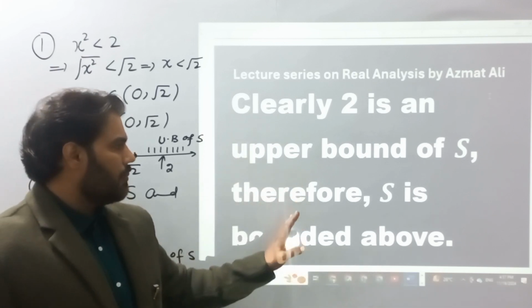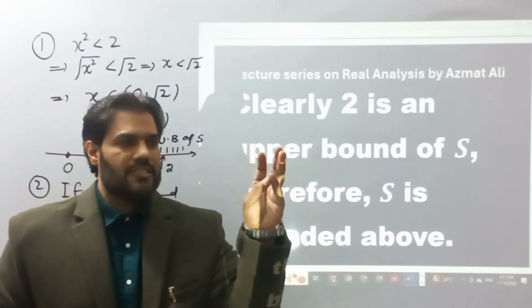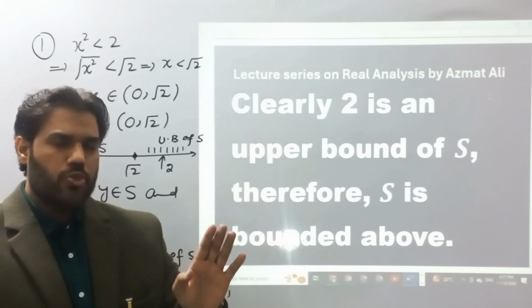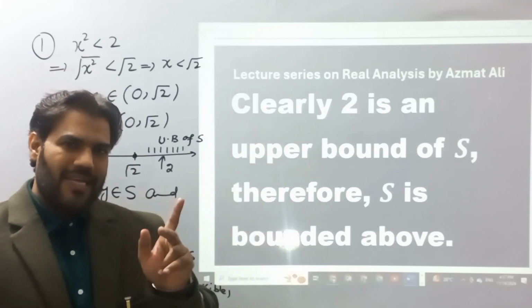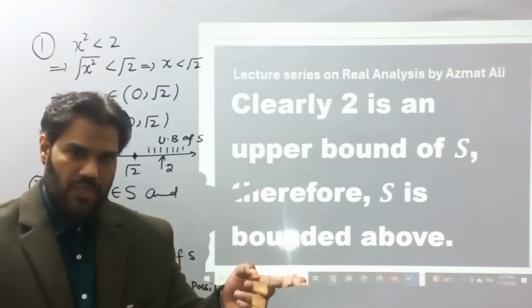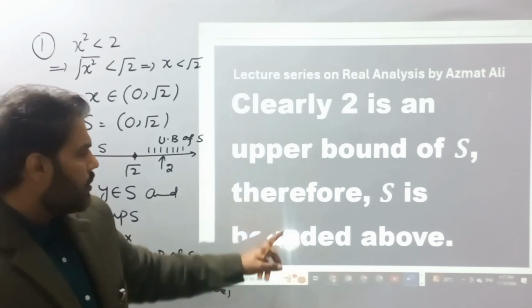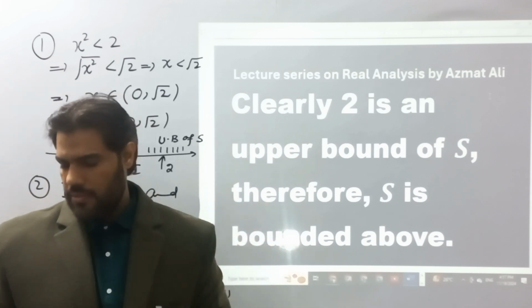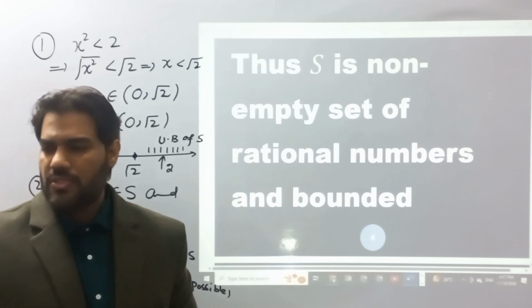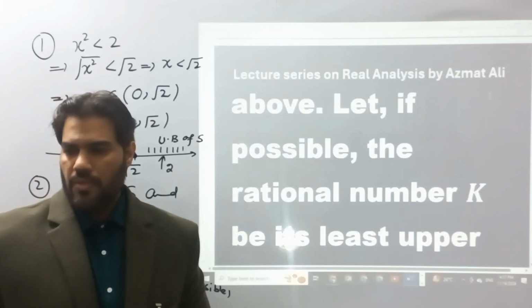So clearly 2 is an upper bound of S. It means S is non-empty. S has an upper bound. This shows that S is a non-empty bounded above subset of the rational numbers Q. Therefore, S is bounded above. Thus, S is a non-empty set of rational numbers and bounded above.